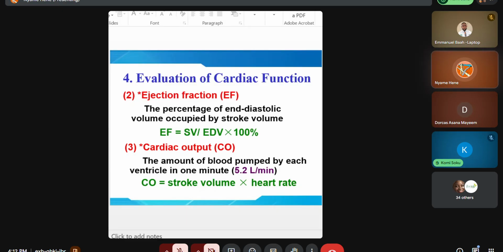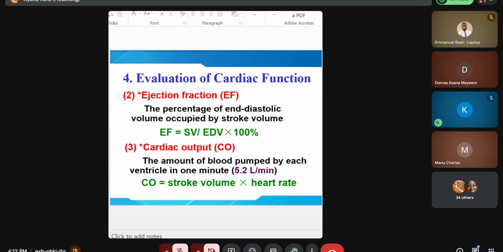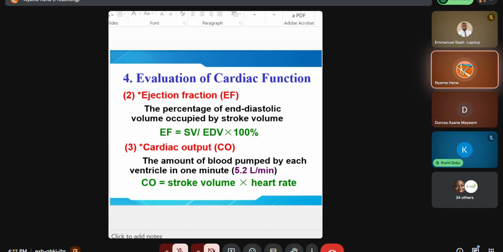Okay, let me ask you this one. If stroke volume is low, will it be a problem to the body? Yes, please. Okay, so why is stroke volume important? Is it Madam Olumide or who is asking the question? Is it Christiana? Madam Dorcas. Okay, I didn't see your hand, that's why.